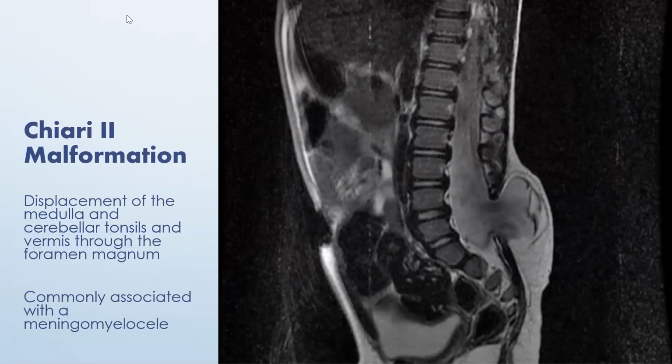Formally defined, a Chiari 2 malformation is a displacement of the medulla and cerebellar tonsils and vermis through the foramen magnum into the upper spinal canal, often associated with other cerebral anomalies. Out of the 4 main groups, Chiari 2 malformations are especially unique with their common association with a meningomyelocele, which is easily seen on ultrasound and magnetic resonance imaging.